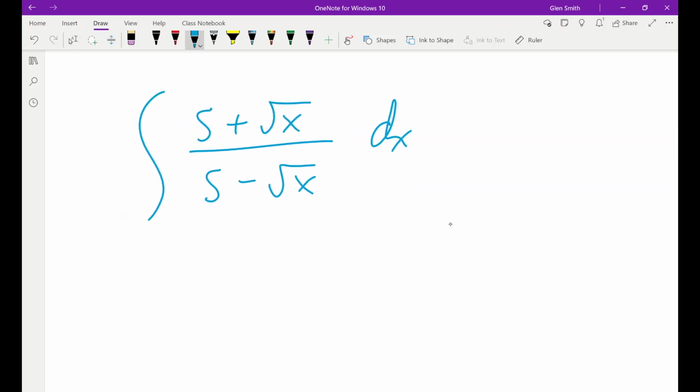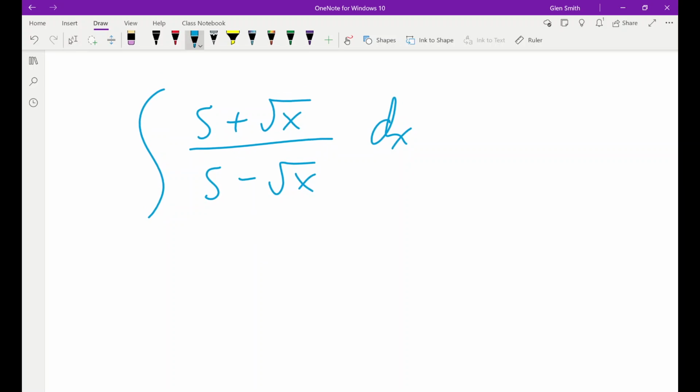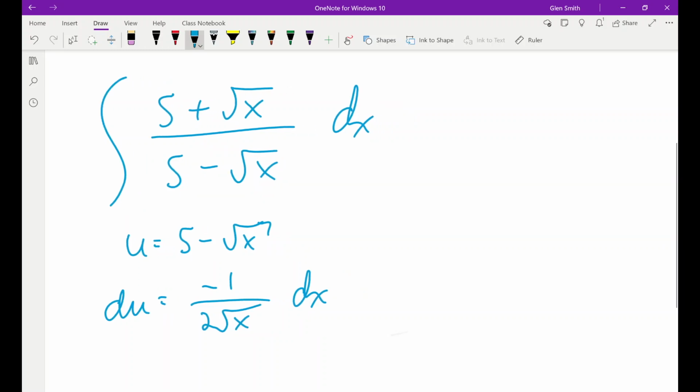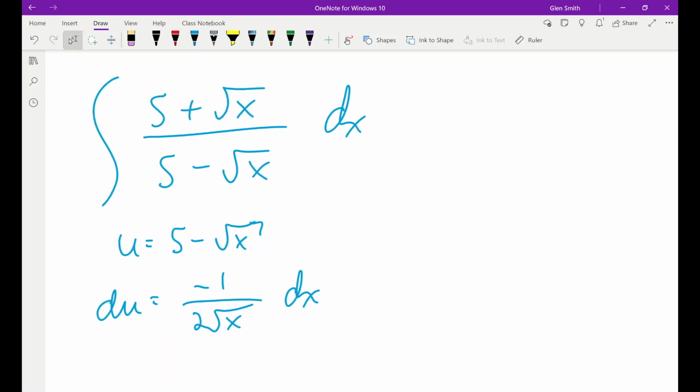So for this, just an initial thing when you see it, my first thought is to let the denominator be u. I'm also thinking about conjugates, like multiplying by 5 plus root x or 5 minus root x to see if that squares out one of them, makes it look a little bit nicer. But I like doing this because rather than changing it, we can just try to get the du that we need. So we'll let u be the denominator, and du is negative 1 over 2 root x dx, which we don't have in this integral.